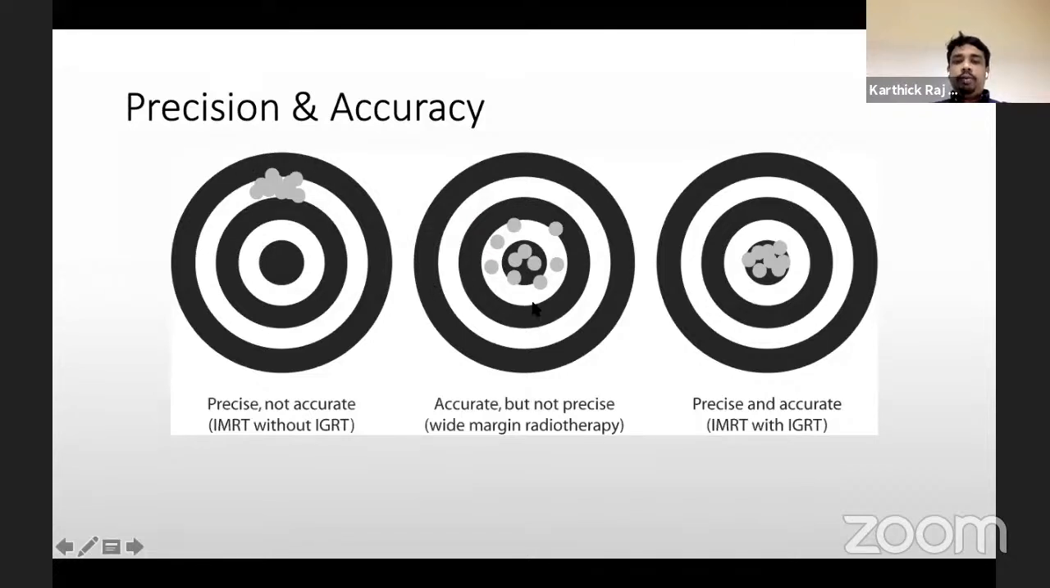In the other case, if you talk about a wide margin, say I'm treating a pelvis patient and I give a 7 to 8 millimeter margin for my PTV because I want to include all the uncertainties, you're treating accurately, but you're not treating very precisely. That's what we call wide margin radiotherapy. The other one is when your target delineation is good, your setup uncertainties are within the limit, you have a well-trained manpower, a good imaging system, and a well-calibrated machine with everything perfect. Then we can really treat a patient very precisely and accurately.